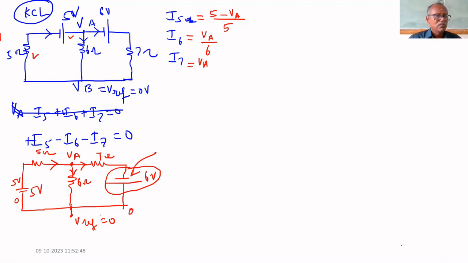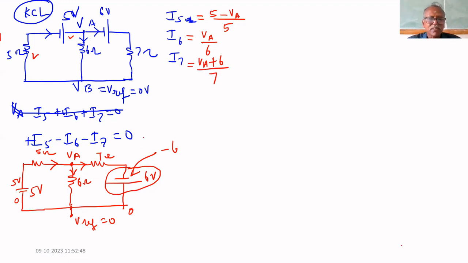Here 0, here it is the reference. Here it is minus 6. Am I correct or not? Plus 6 or minus 6? If you travel from the reference, minus 6. So what you are doing is correct. VA minus of minus 6. Minus of minus 6, therefore VA plus 6 divided by 7. VA plus 6 divided by 7.